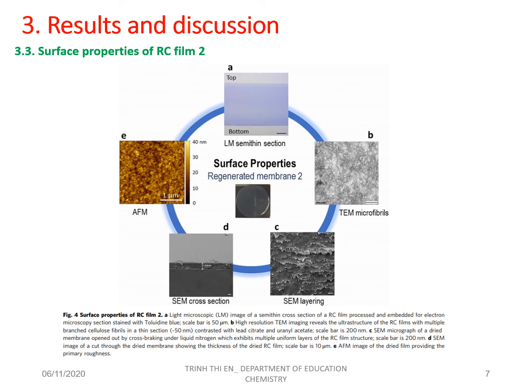We can see it has a uniform multi-layer same layering, and this is an image of same cross section, and the thickness of the membrane here is about 200 nanometer, and this E is, this D is 10 micrometer, and the last one is AFM image of dry film provides primary roughness, and we can see the roughness is the surface is really smoothy.